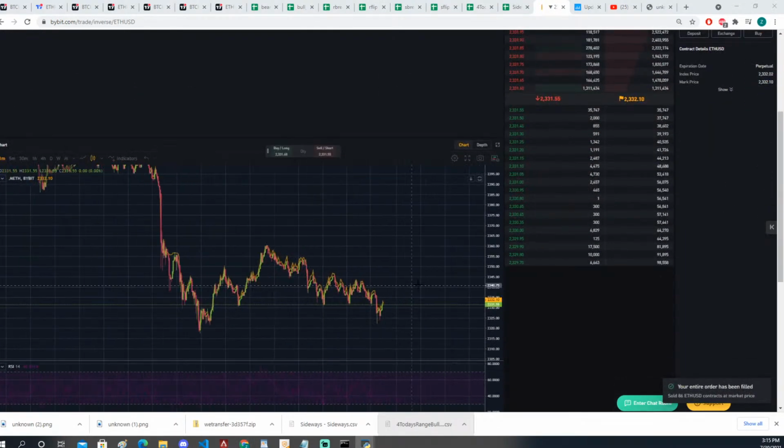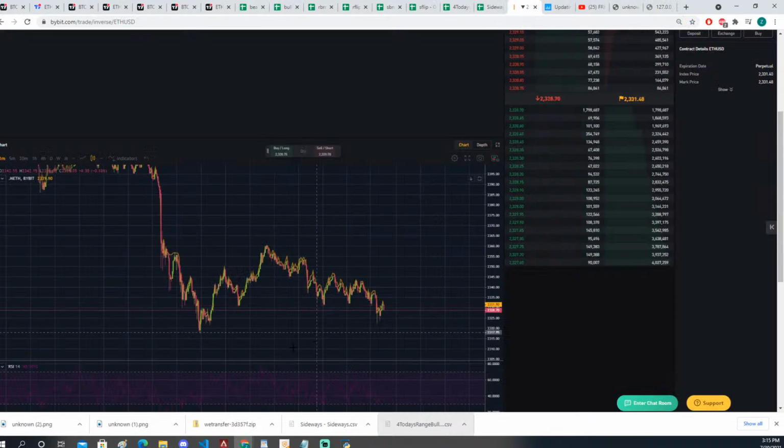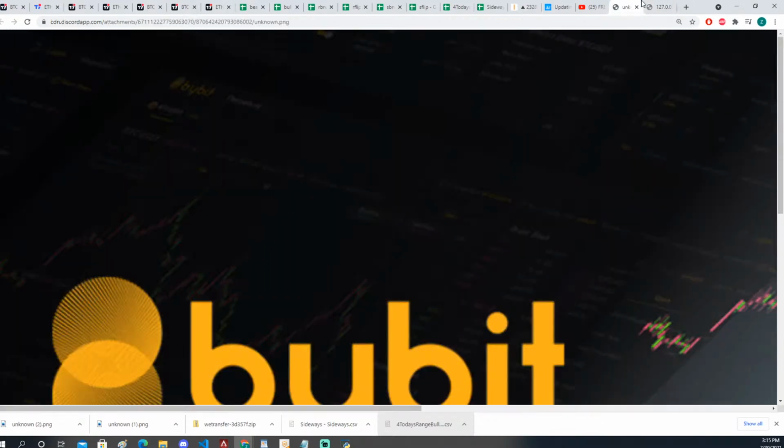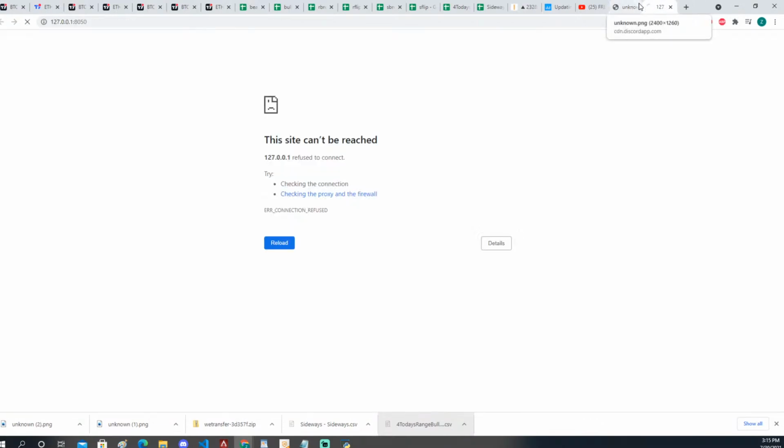Okay, so basically I'm going to tell my bot when it's loaded up that I want to buy this low. So I want to buy the dip and I want to average down into a position. So that's what we're going to try and do.